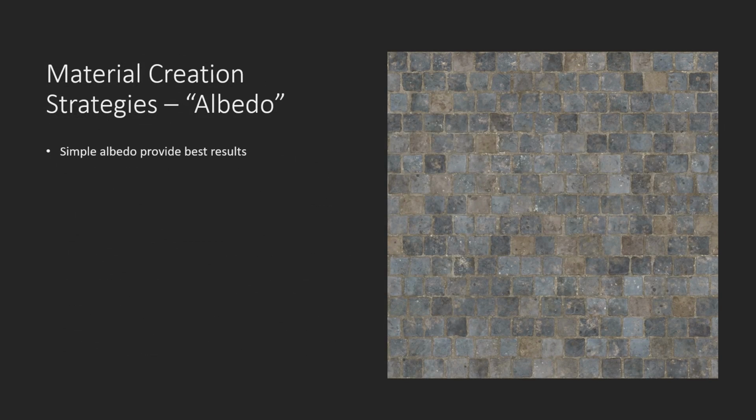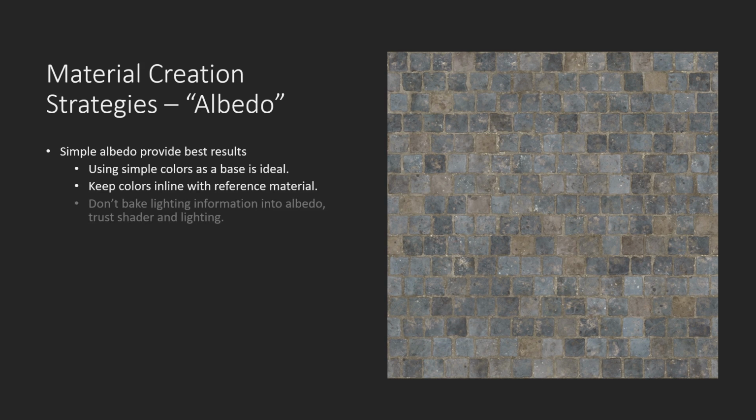So as far as albedos go, simple albedos provide the best results. Using simple colors as a base is ideal, like I showed in that macro to micro breakdown. Keeping colors in line with reference material is good. Don't bake lighting information into the albedo. It's good to trust the shader and the lighting. It's okay if your albedo is relatively simple looking. It's more important to look at the material as a whole and how it's sitting in the scene than it is to focus on the albedo itself and put a ton of detail in there.